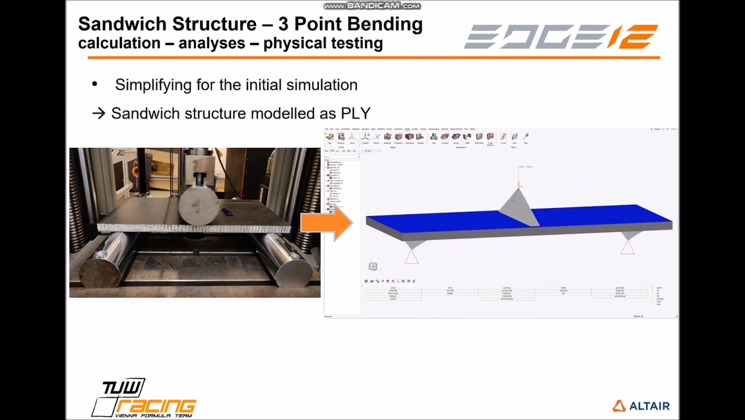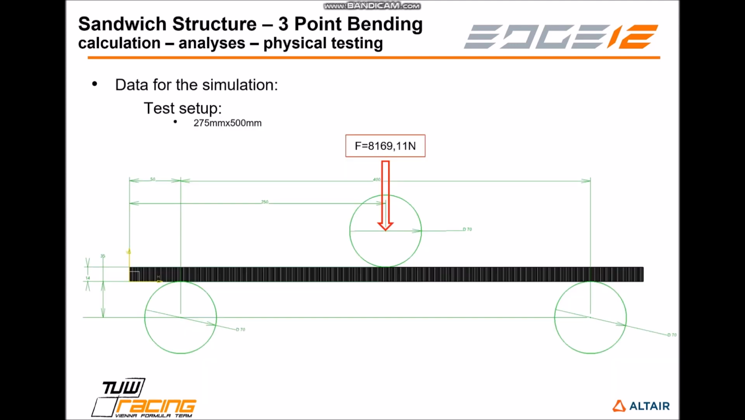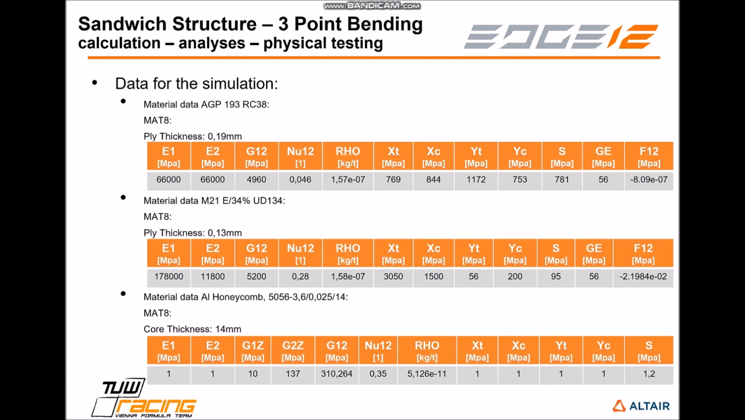So first of all, I will show you how to set up a basic ply-based simulation for 3-point bending, where the sandwich structure is modeled as a ply. The panel which is to be simulated is 275 by 500 millimeters, and the force acting on it is around 8 kilonewtons. Here you can see the material data used for this simulation. If you want to make the simulation yourself, then use the data in this picture.